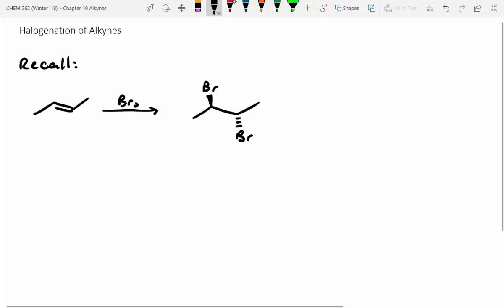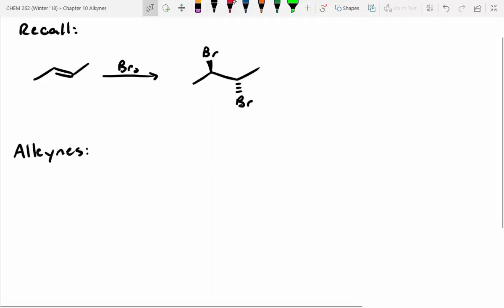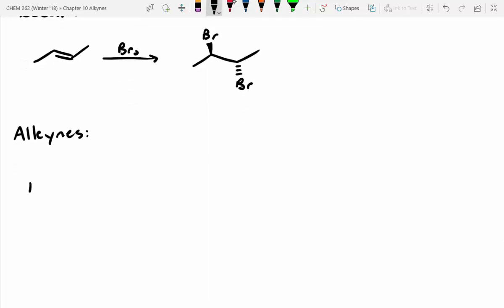All right, let's do the same thing with alkynes. With an alkyne, we'll just take a simple example here. I'll show all of our carbons right now. You can treat this with Br2, and we're going to use a special solvent here, CCl4.